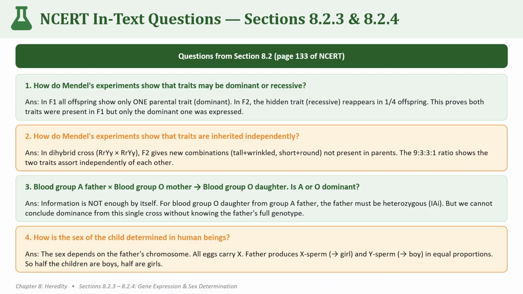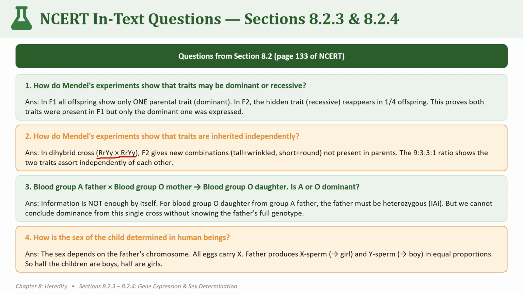How do Mendel's experiments show that traits are inherited independently? In the dihybrid cross, F2 gives new combinations, like tall wrinkled and short round, which are not actually present in the parents. Even the recessive trait was expressed and a new combination was formed. It will be in the ratio of 9 to 3 to 3 to 1. So it shows that two traits are inherited independently of each other.